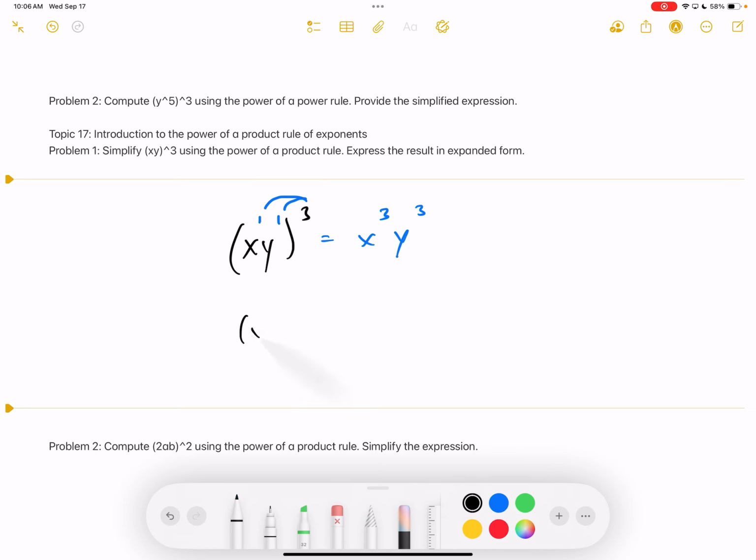What you are actually doing here is you are doing xy times xy times xy. So I have 3 x's and 3 y's.